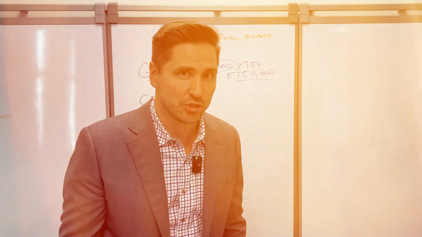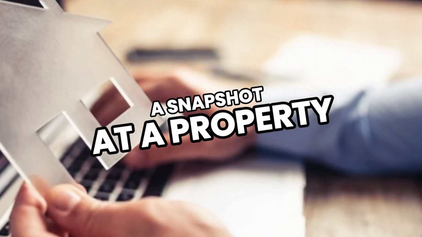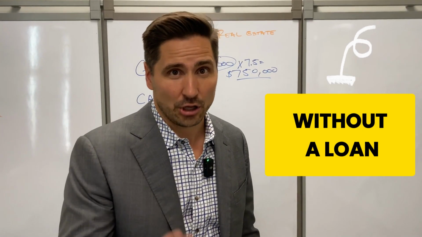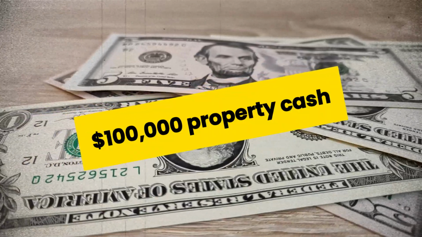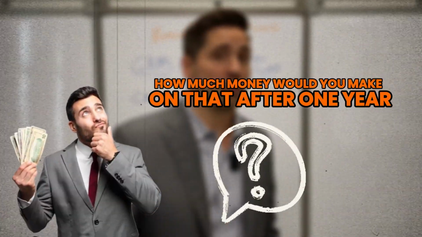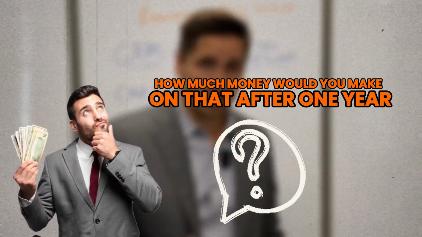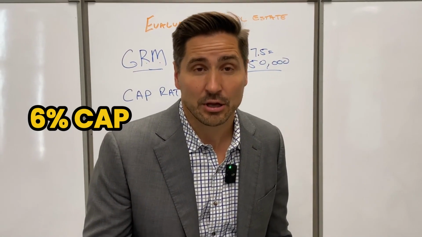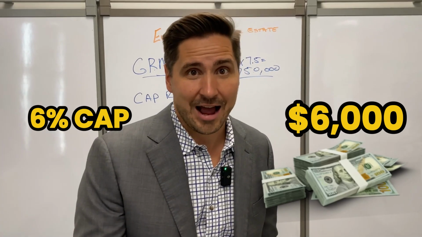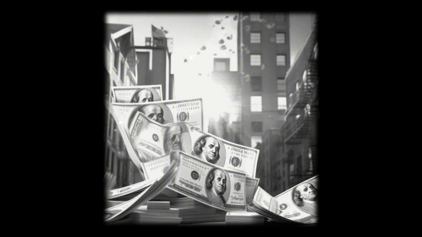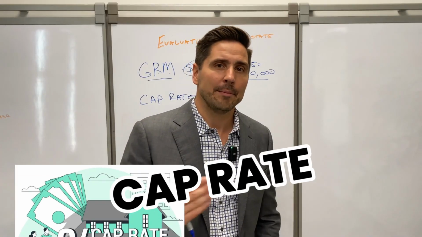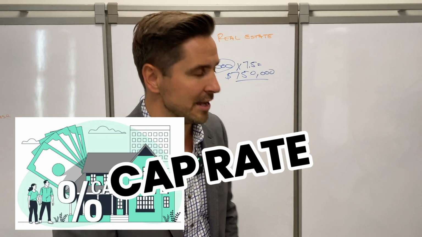Now, the capitalization rate is really a snapshot of a property that looks at what you would make on the property if you bought it without a loan. And what I mean by that, if you bought a $100,000 property cash, how much money would you make on that after 1 year? If it's a 6% cap, you would make $6,000. A 7% cap, you would make $7,000 because that's a $100,000 property. But let me break down cap rate for this example right here.